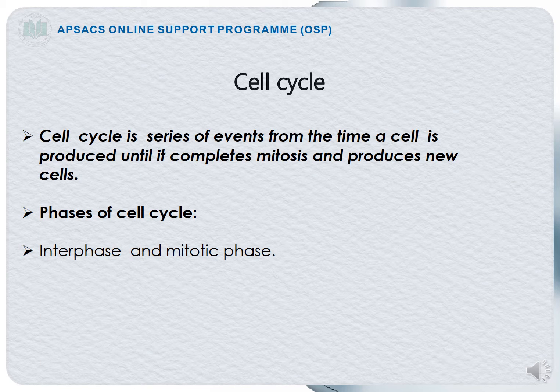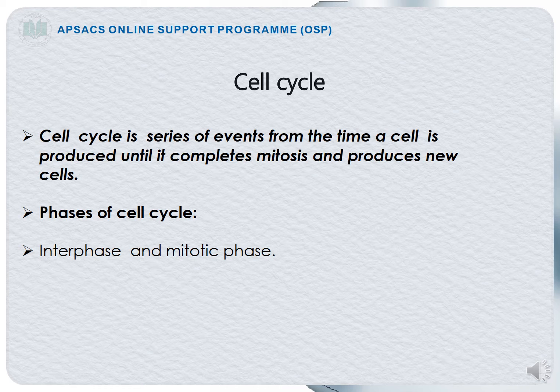Cell cycle. The definition of the cell cycle is that it is a series of events from the time a cell is produced until it completes mitosis and produces a new cell. It means that when a cell is dividing into two daughter cells, in between there are a lot of steps which have to be performed by the cell. The events taking place between one cell division and the next are named the cell cycle.